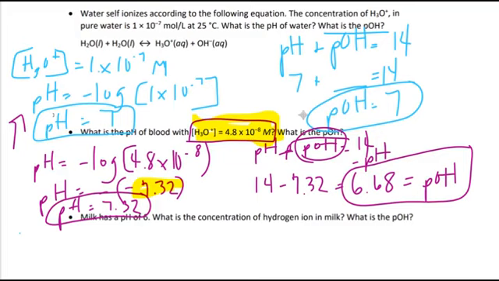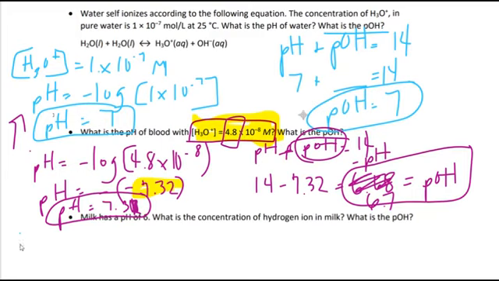Okay, so going back, since we were just looking at this blood calculation, I noticed that I started with 2 significant figures, and for some reason I had 3. So I really should have 7.3 as my pH and 6.7 as my pOH. Sorry about that.